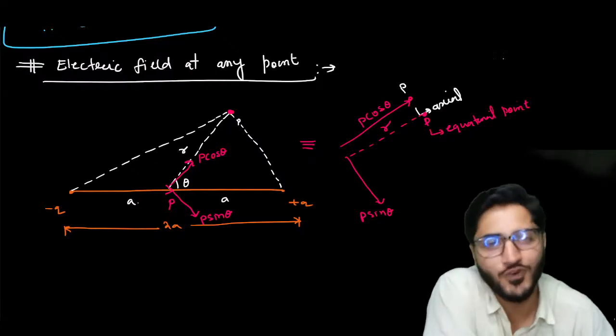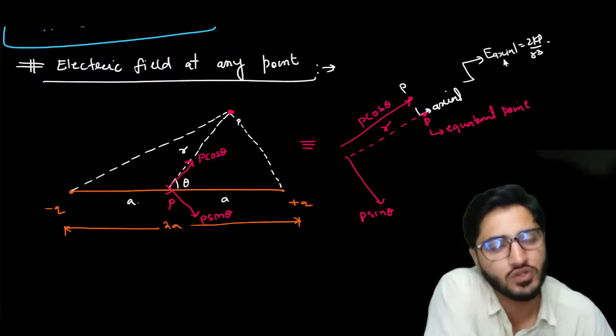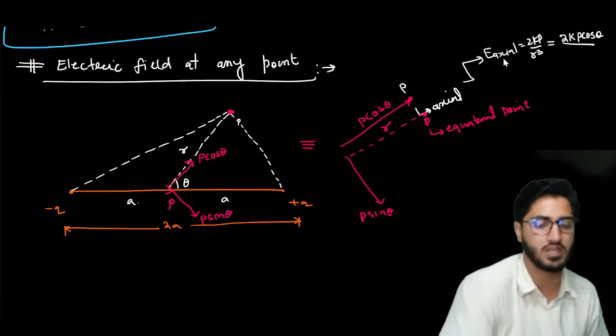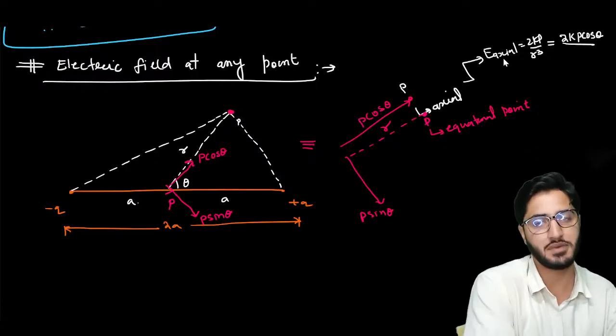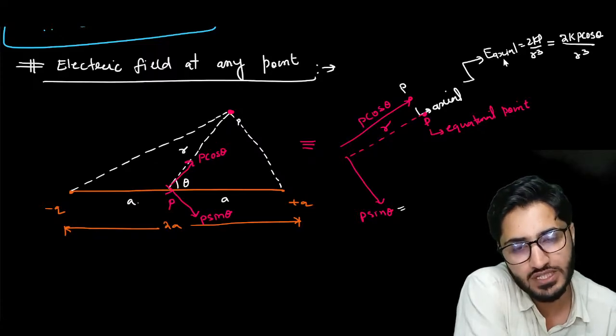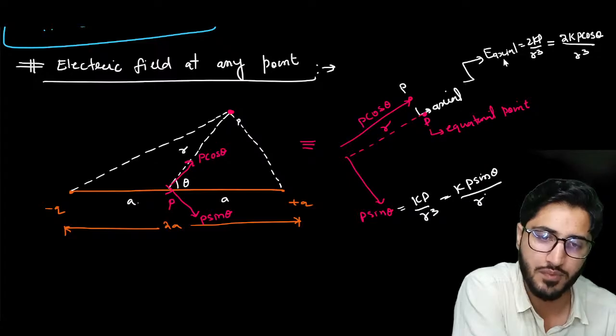So for the axial point, what is my value? E axial is 2kp by r cube. Here I need to change it: p is p cos theta, so it is 2kp cos theta, and my distance r is the same, so r cube. For the equatorial one, it is kp by r cube, where p is p sin theta, divided by r cube.